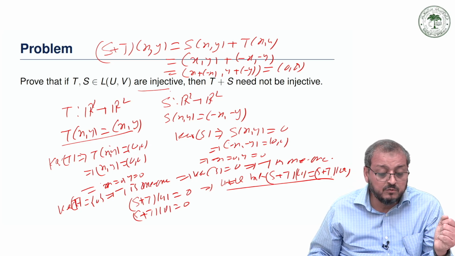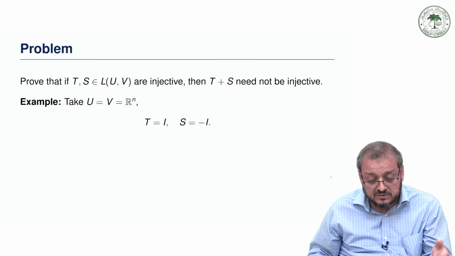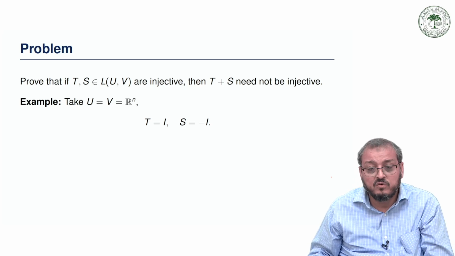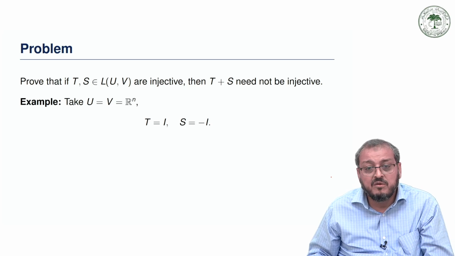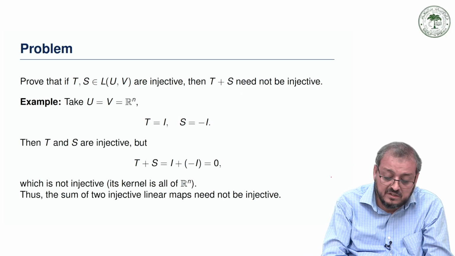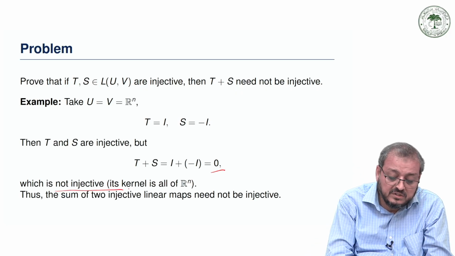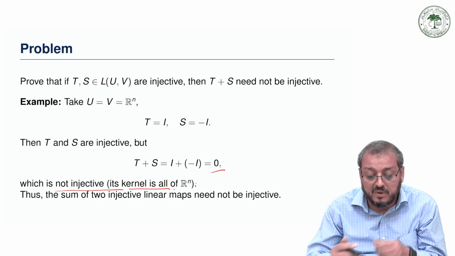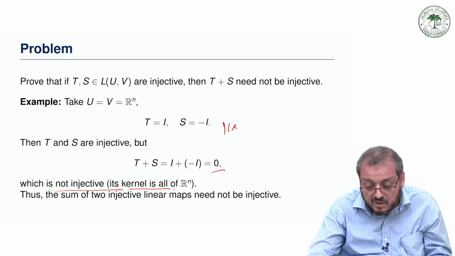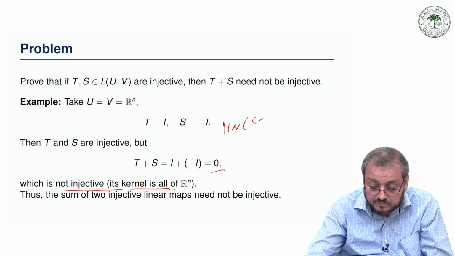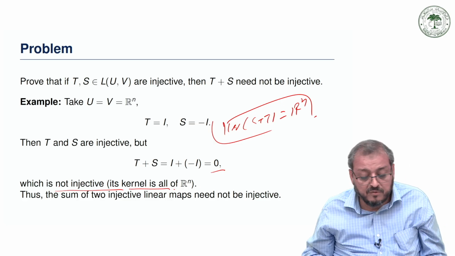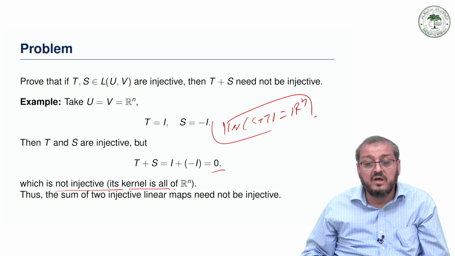Okay, so now the next problem. Let me take another way. We take a map from R^n to R^n. We take T as the identity map and S equal to minus identity. Then S + T is the zero map, which is not injective. The kernel of S + T is nothing but the whole of R^n. So this means the sum of two injective linear maps need not be injective.